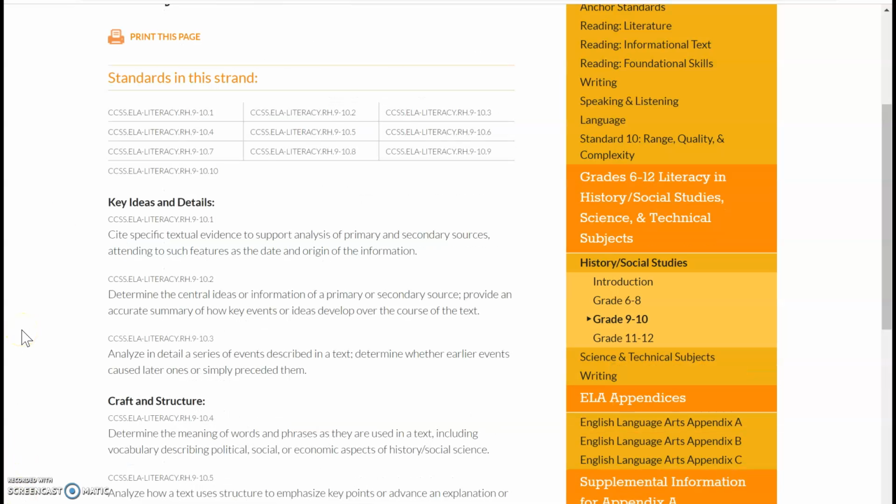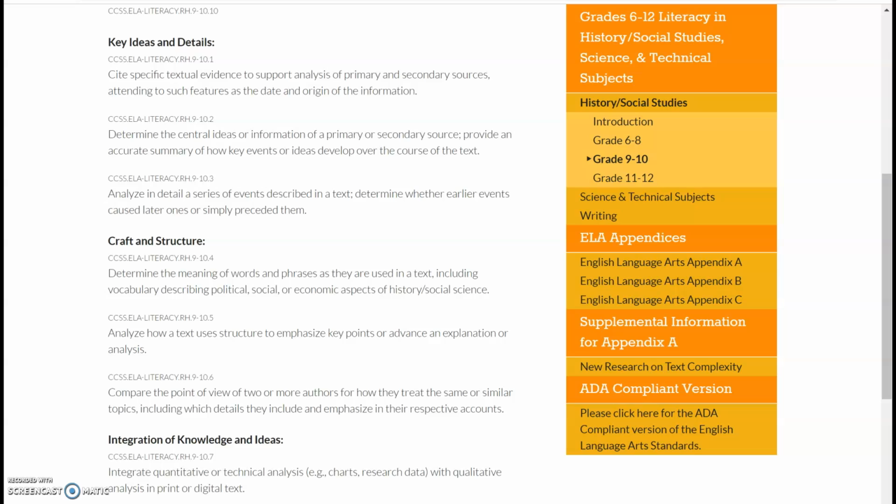So for literacy in history and social studies for the 9th and 10th graders, there is a big focus on primary and secondary sources and being able to analyze that. I think that provides students good perspectives, so that they can determine whether earlier events were caused by later ones or simply preceded them. So it gives them an interesting way to connect things and hear different voices from the time versus simply reading a textbook.